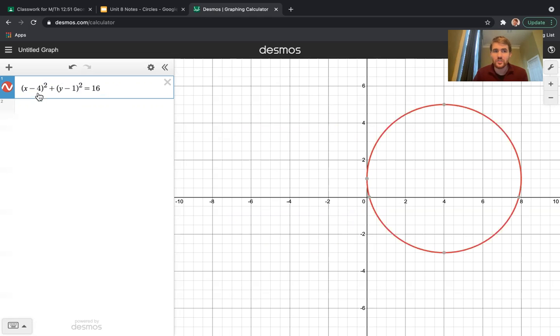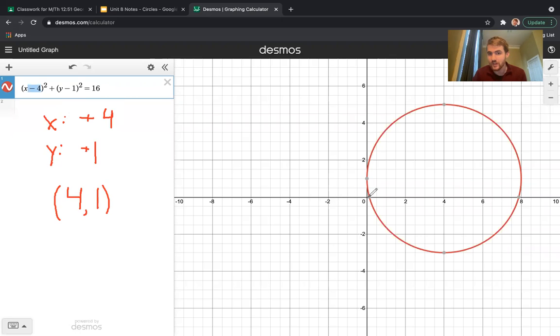The x coordinate of the circle is equal to negative whatever is after x. So in this case, the x coordinate is going to be positive 4. The y coordinate is the same thing. The y coordinate is whatever is negative after the y. So because this is already negative, it becomes a positive again. So the center of this circle is going to be at the point 4, 1. 4 is the x coordinate, 1 is the y coordinate.